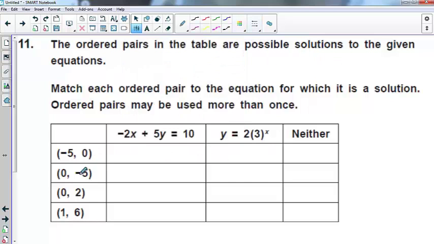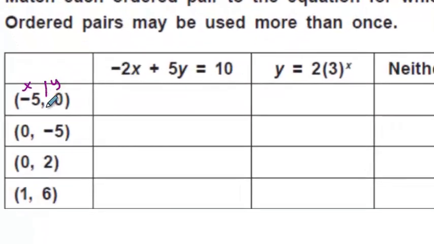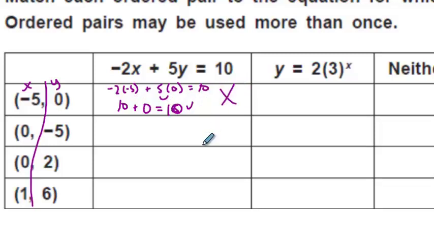So if I plug in -5, 0, this is my x, this is my y, all the way through, right? So I'm going to say -2 times -5 plus 5 times 0 equals 10. What's -2 times -5? Negative times negative? 10. Plus 5 times 0 is 0 equals 10. Oops, I put a 15. Is this true? Yes, so this is a solution here.